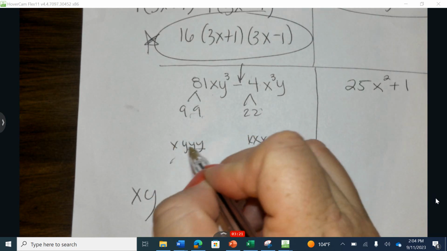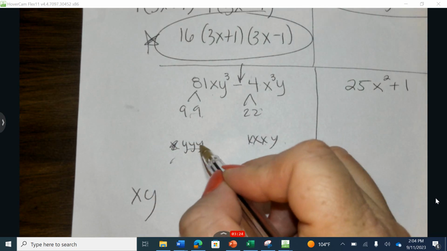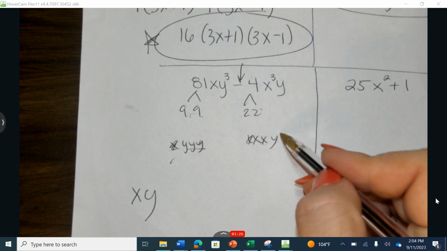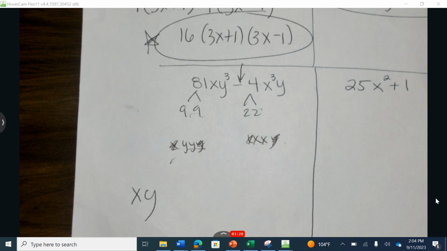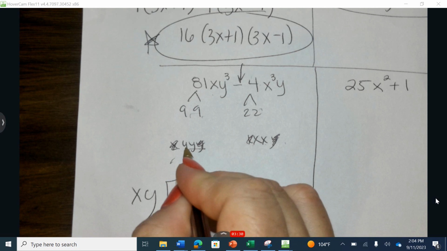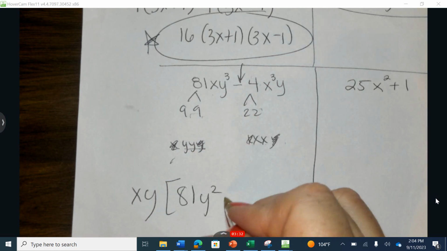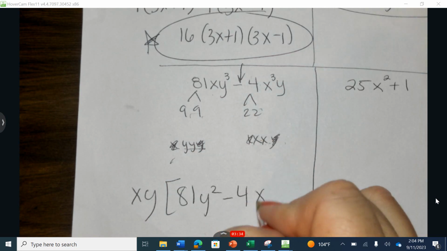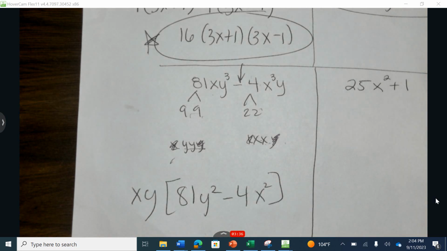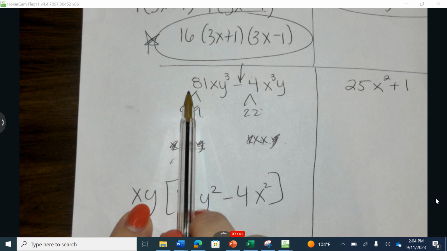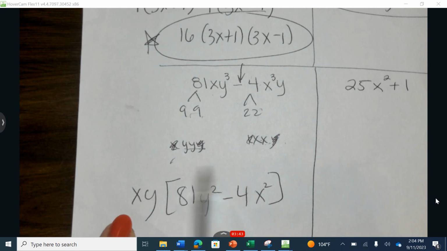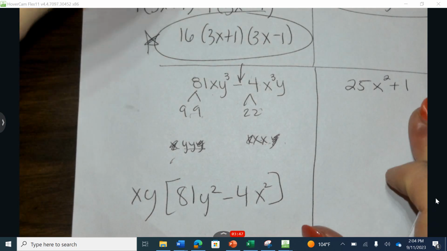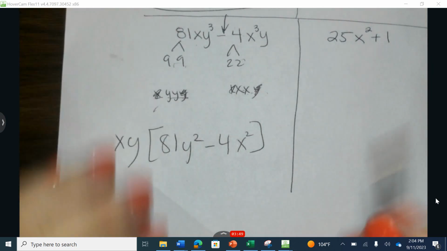So 1 x out of the front, and then 1 y, 1 x, 1 y. What does that leave me with? I'm left with just 2 y's in front, and I'm left with just 2 x's in back. So if I did this correctly, when I distribute, I should get 81 x y to the third. I've got that. Negative 4 x to the third y. Exactly. Well, how can we complete this?